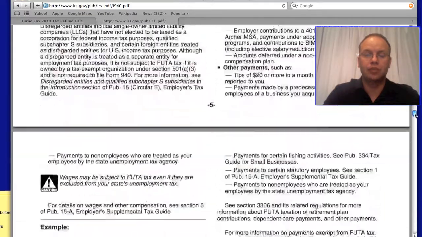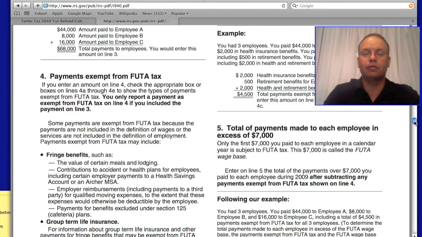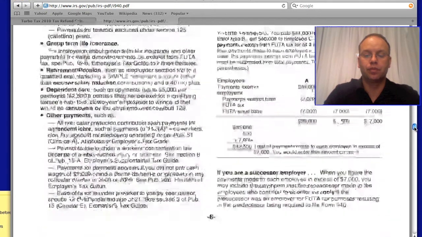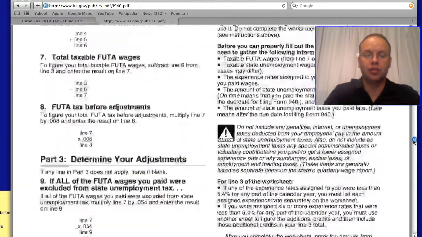You can download this form at the IRS website, and it's a very good form as an employer for you to spend some time going through. So those are some of the key amounts that I wanted to touch on real quick. I'm going to take you to our site.